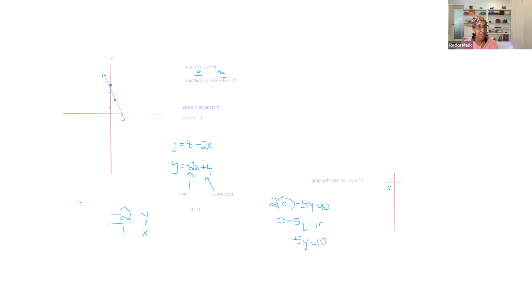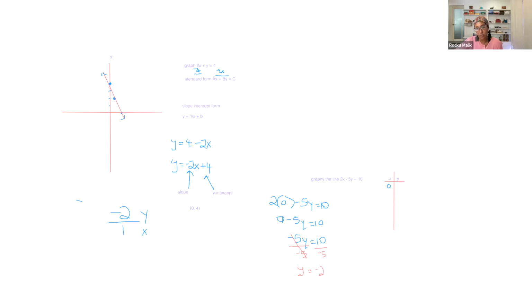I want to get this y by itself. So I'm going to divide away the minus 5. I'll divide by minus 5, and whatever I do to one side, I do to the other side. So on this side, I just have the y. On this side, 5 will go into 10 twice. It'll need to be a minus because minus times minus gives me a plus 10. So I have y equals -2, so my point is 0, -2.